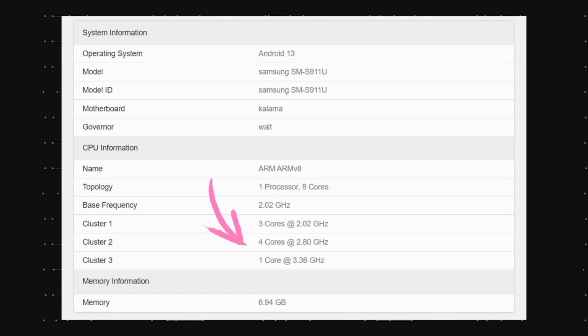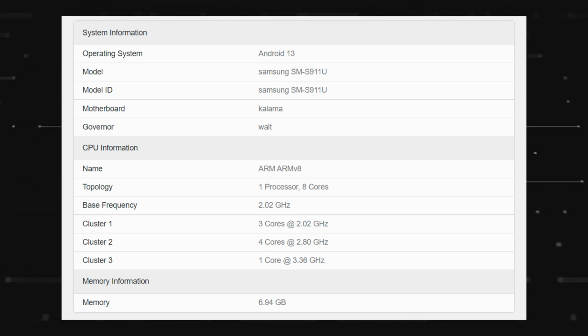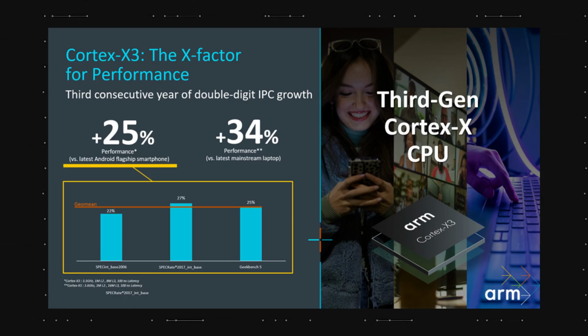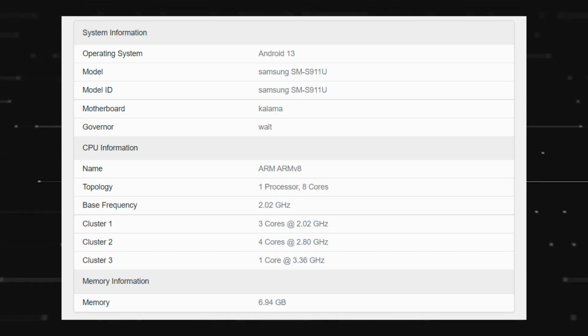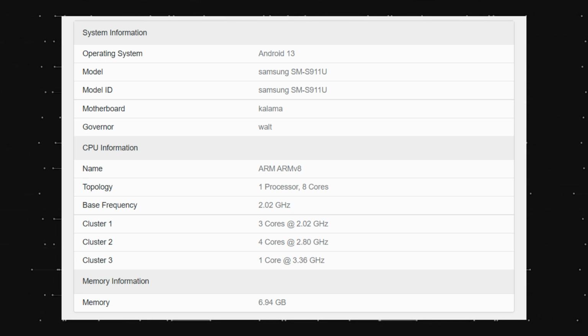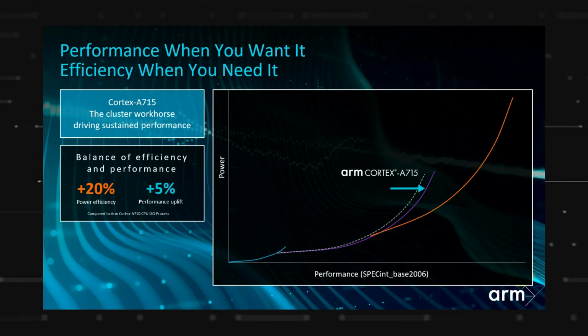We did get to know the clock speeds, however, so as you can see, the 1 prime CPU core of the Snapdragon 8 Gen 2 is clocked up to 3.36 GHz. This is most likely the Cortex X3, which delivers up to 25% better performance than the Cortex X2. Then there are 4 middle cores clocked at 2.8 GHz, which is quite odd. It is also possible that Geekbench misread the 2 Cortex A710 and 2 Cortex A715 cores as a single cluster.